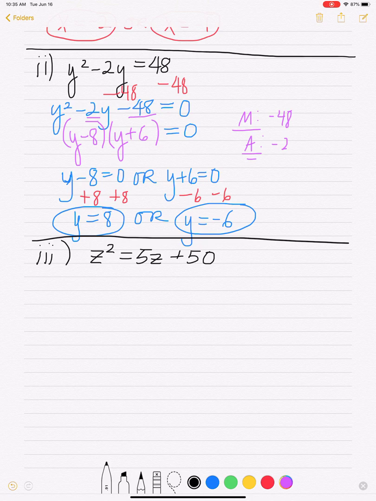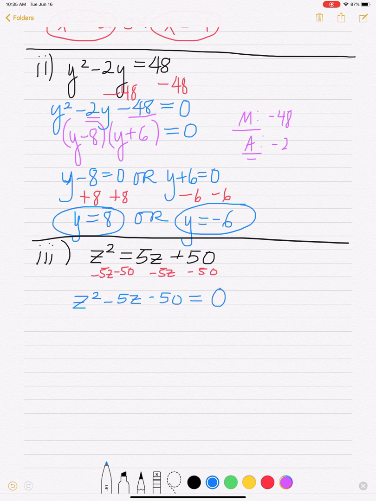It's not a power equation, so we want to get 0 on one side. Let's get 0 on the right side. So I'm going to subtract 5z and 50 from both sides. On the left-hand side, I'll get z squared minus 5z minus 50. And on the right side, the 5z and the minus 5z and the 50 and the minus 50 will cancel and I'll just get a big 0.